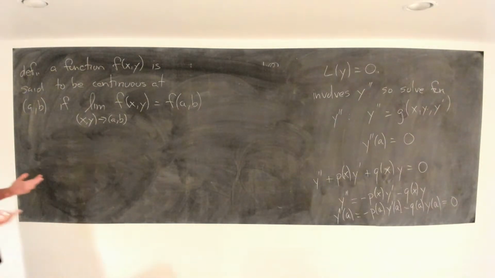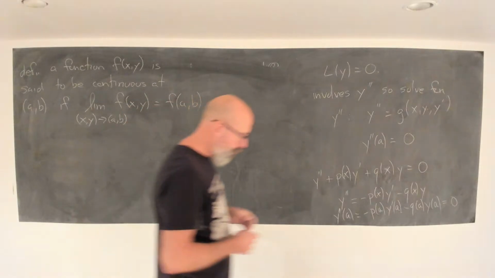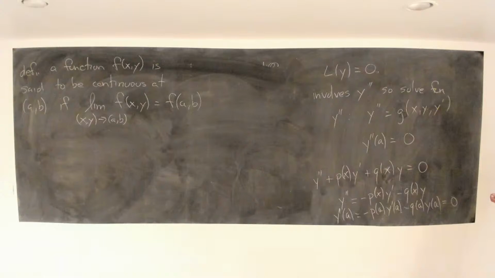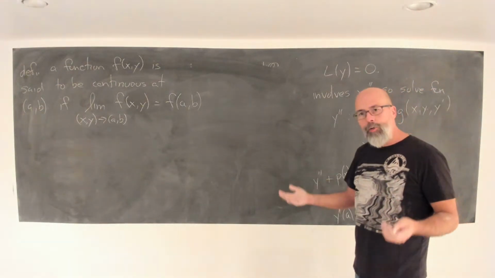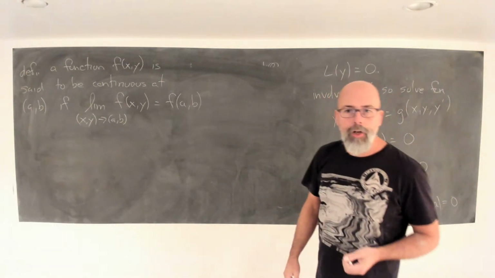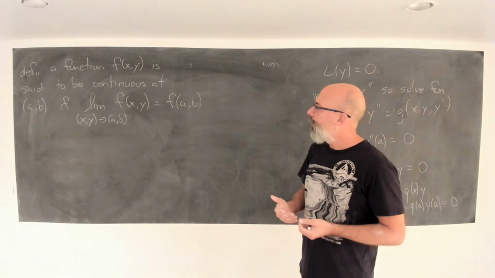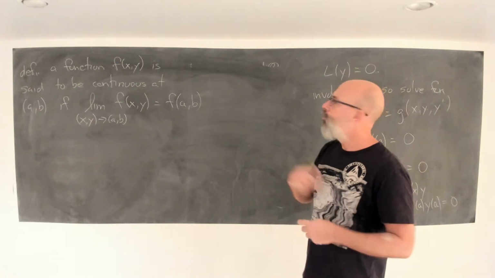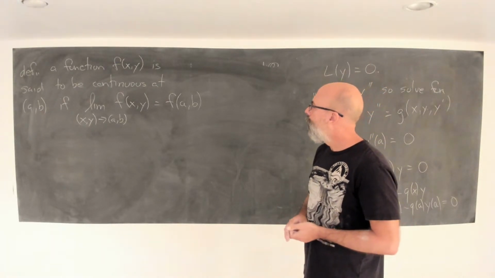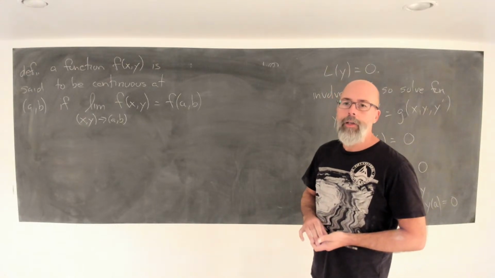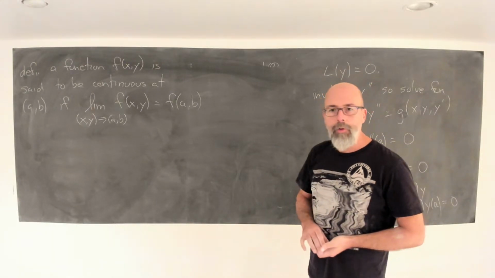And the same result as we encountered in the one-dimensional case extends here as well. What do I mean by that? If you take two continuous functions and you add them together, you still get a continuous function. If you take two continuous functions and multiply them together, you still get a continuous function. Quotients, compositions, and so on, everything is continuous.